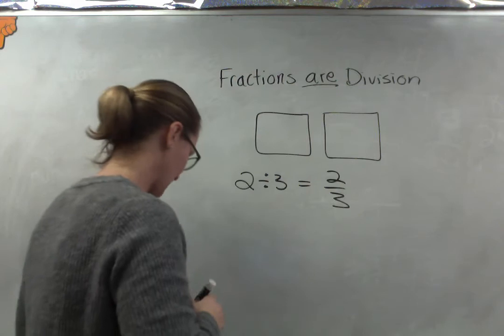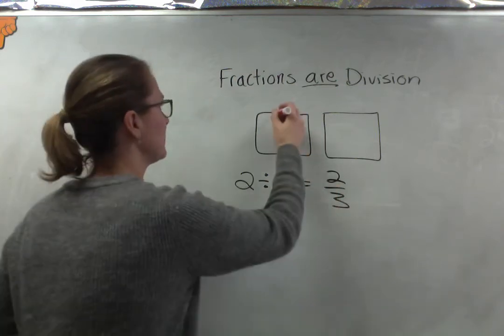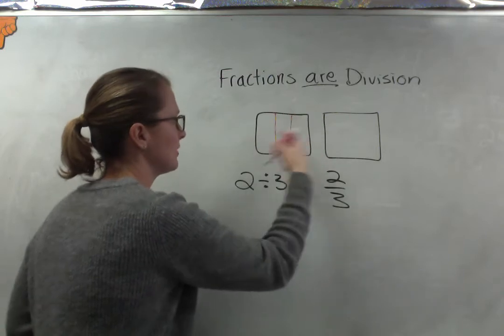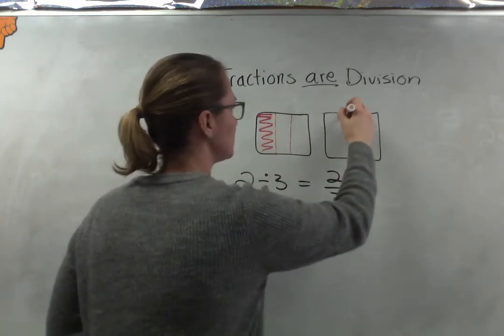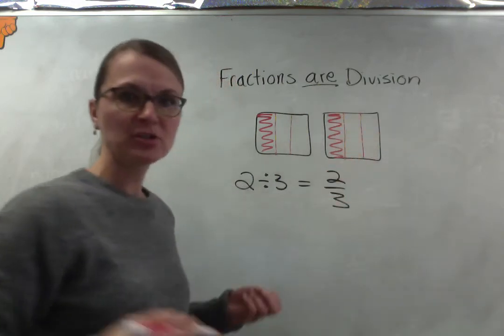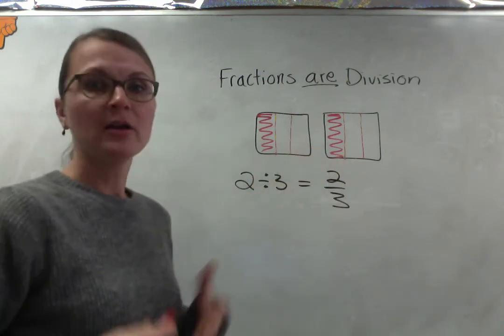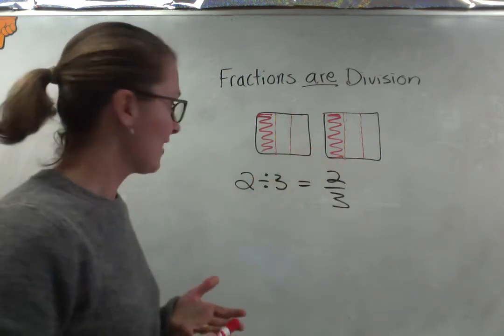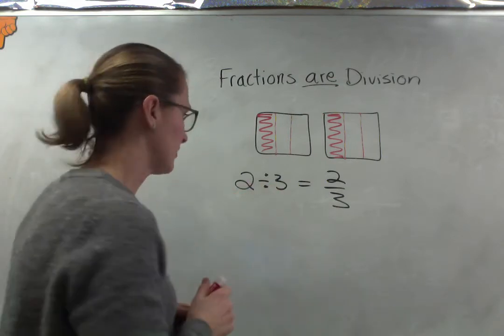Okay, let's draw it and see why. Because if we took each sandwich and we went 1, 2, 3, we cut that into 3 pieces, I get 1 piece from this sandwich. We cut this sandwich into 3 pieces, and I get 1 piece from this sandwich. I have got 2/3. I've got 1/3 from here and 1/3 from there. So I get 2/3 of a sandwich altogether. 2 sandwiches divided among 3 friends, okay?